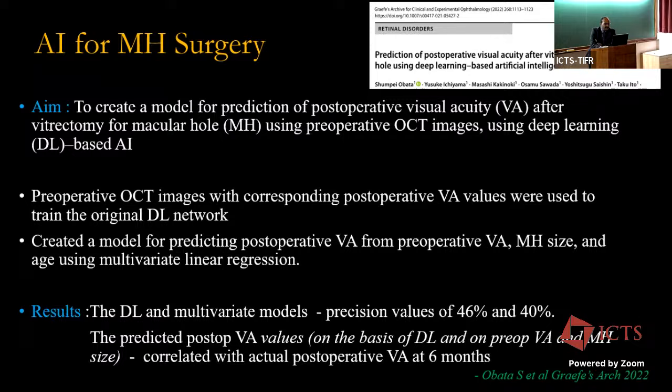And they found that the deep learning and the multivariate models had precision values of 46 and 40%, and predicted post-op values on the basis of the deep learning and on pre-op acuity, and macular holes correlated well with actual post-operative acuity at 6 months.